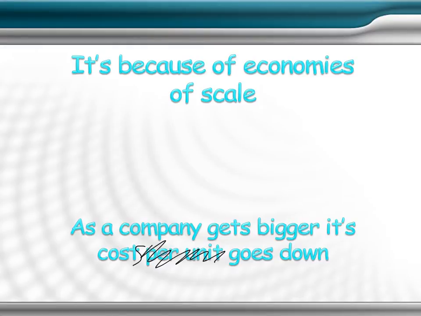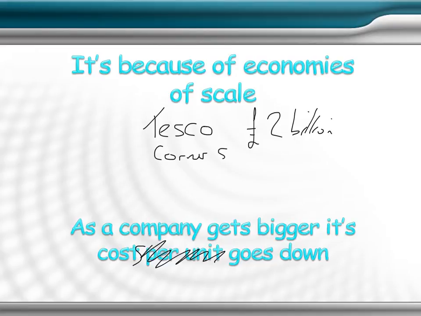The reason is, for example, Tesco have got a cost of maybe, I don't know, let's just say 2 billion. That's all their costs. Whereas a corner shop will have a cost of maybe 100,000 in the year. As you can see, the bigger company has got much bigger costs. But the thing is, their cost per unit or cost per product of them buying a product is much lower.